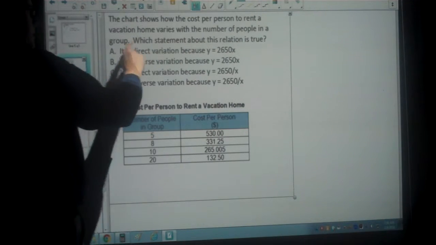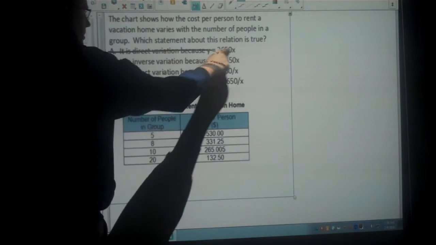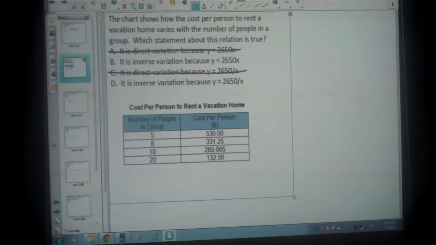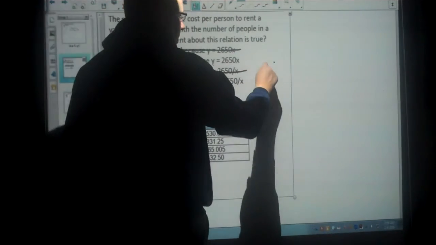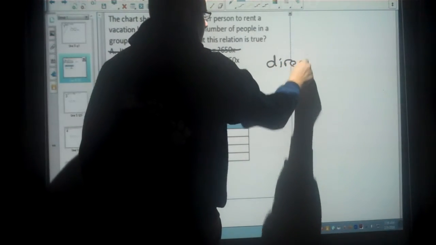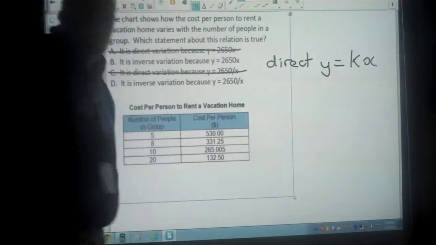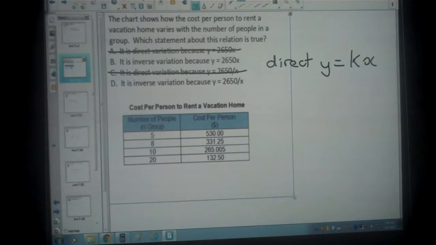So I know straight away this is not an example of direct variation. So I can get rid of those two options. And for the inverse variation, if I actually know what the definition for inverse variation is, I can actually answer this straight away. Direct variation is y equals kx, like your straight line graph, y equals ax plus b.